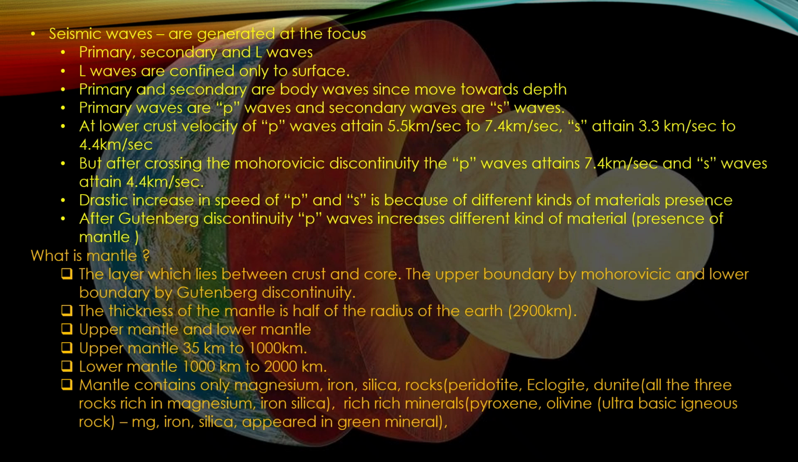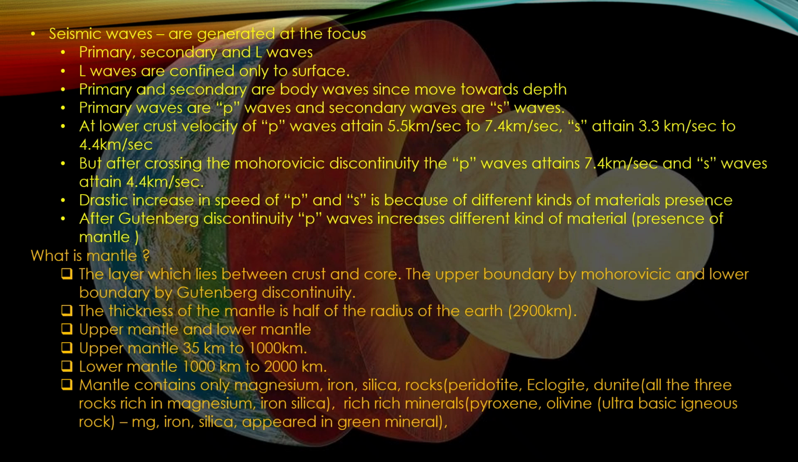So to know about the discontinuity clearly, we have to know seismic waves. These are generally of three types: primary, secondary, and L waves. L waves are Love waves, confined only to the surface, whereas primary and secondary waves move towards the depth. In the crust the P wave travels at 5.5 km per second, and after crossing the Mohorovicic discontinuity, it attains 7.4 km per second, and the S wave increases from 3.3 km per second to 4.4 km per second. This drastic increase in speed is generally because of the presence of different types of material.